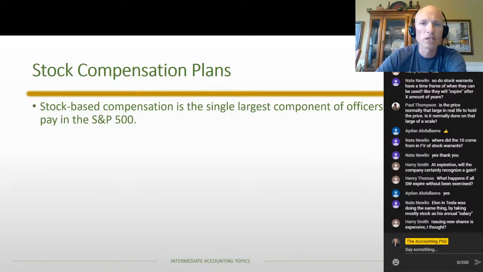So currently, stock-based compensation is the single largest component of officers' pay in the S&P 500. The S&P 500 is 500 of the largest stocks in the U.S. So this is a big deal.